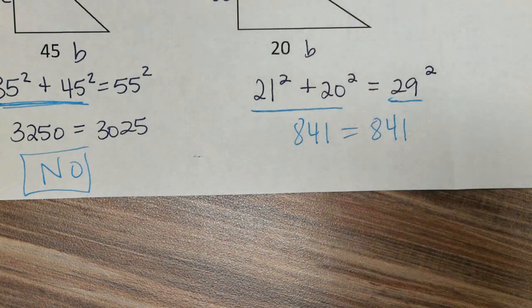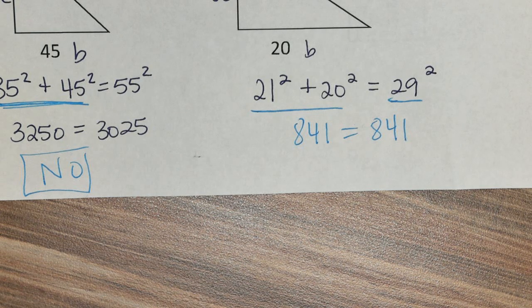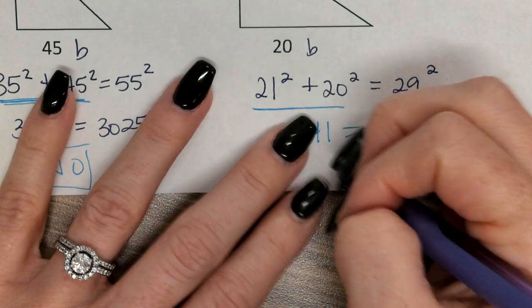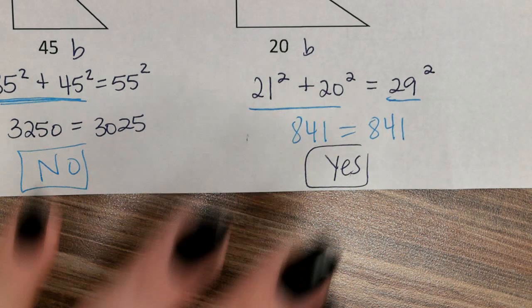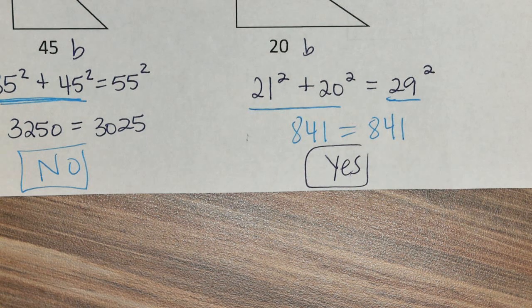Did everybody get 841 for both sides? So what's the answer? Yes, this would form a right triangle. These questions are super easy. Again, you're not solving anything. You're just saying, yes, it's true, or no, it's not. I have seen, however, one way that they have asked the question where it was super confusing. So I'm just going to show y'all.